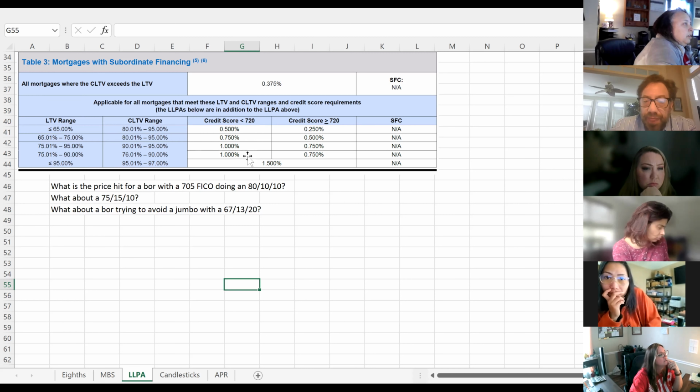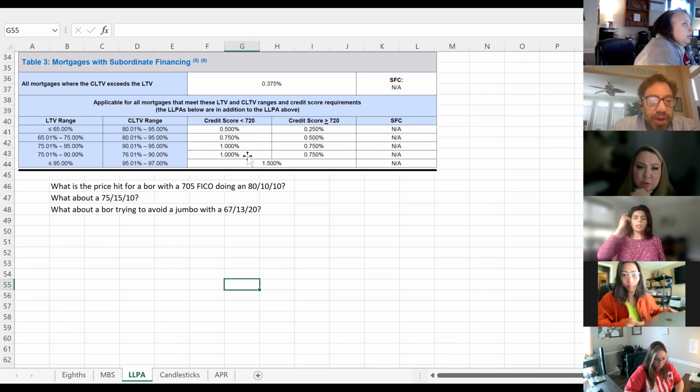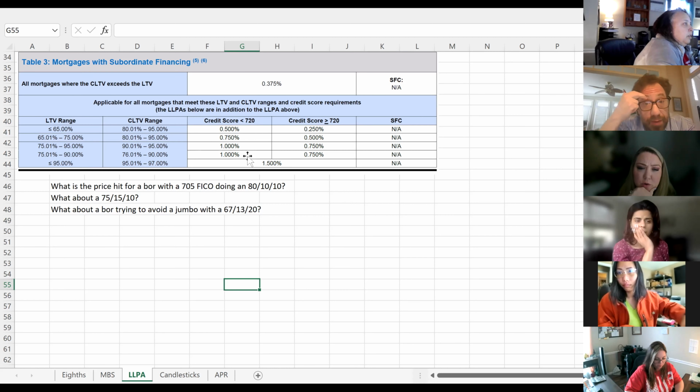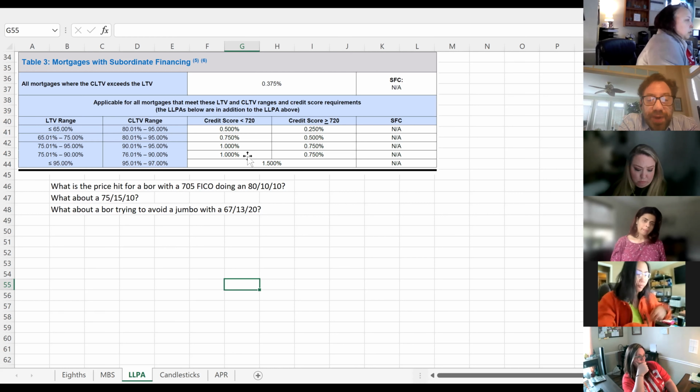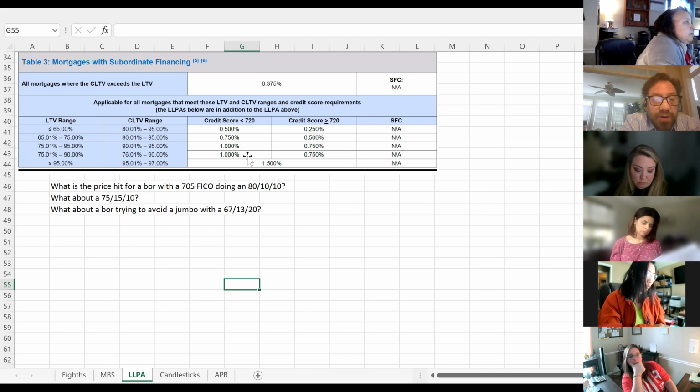Does that make sense? Is that first box a credit score over 720? The first one is the under, and then the second box is the over. Right, okay. So it gets a little bit tricky, but the basic thing I wanted you to know is there's two price hits when you do a HELOC. It's the 3/8 plus whatever is in this matrix down below.